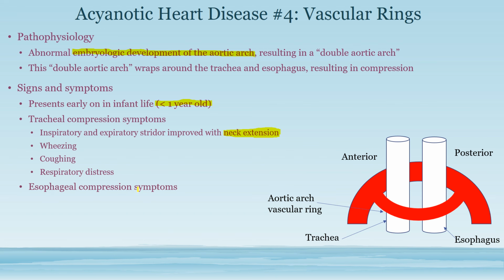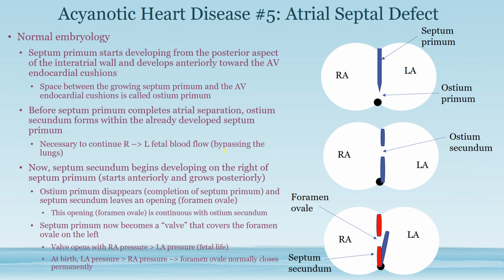Now you get some esophageal compression symptoms as well because the esophagus is found posterior to the trachea inside of the chest. You get dysphagia, which means you have trouble swallowing because everything's going to get stuck because of this double aortic arch, and regurgitation and vomiting because of the inability of food to pass down. So the diagnosis is echocardiogram and the treatment is surgery.